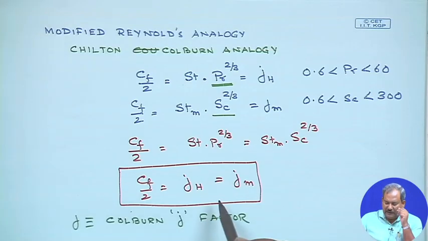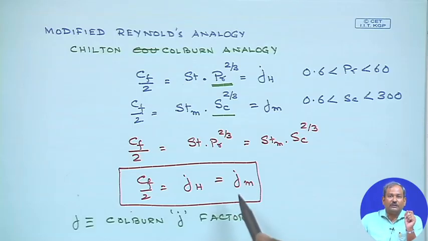So, this is the analogy which we are going to use for all our calculations in the subsequent exercises that we are going to see. This is a unique relation which connects all three transport processes together, and it gives a tremendous advantage to experimentalists, practicing engineers and so on, where one set of experiment is possible.